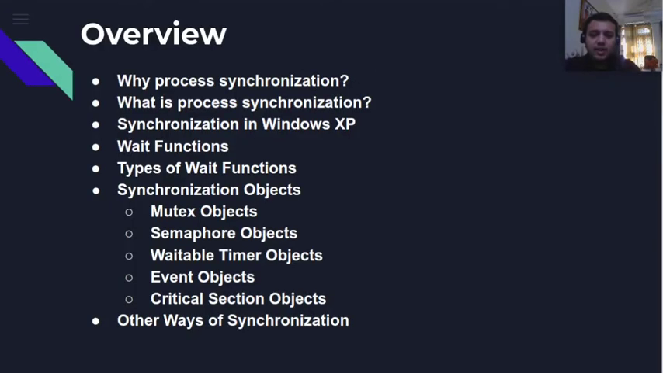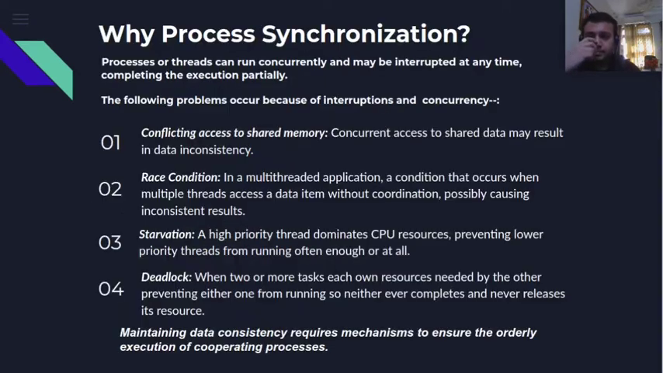So what we are going to study here is why we need process synchronization, what is process synchronization, how synchronization is done in Windows XP, then we'll study wait functions, types of wait functions, then we'll discuss synchronization objects and the various types of synchronization objects that are available in Windows XP. Then we'll see some other ways of synchronization.